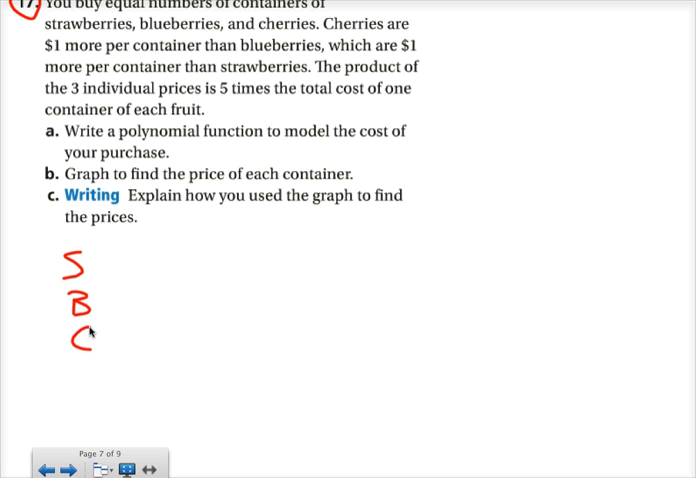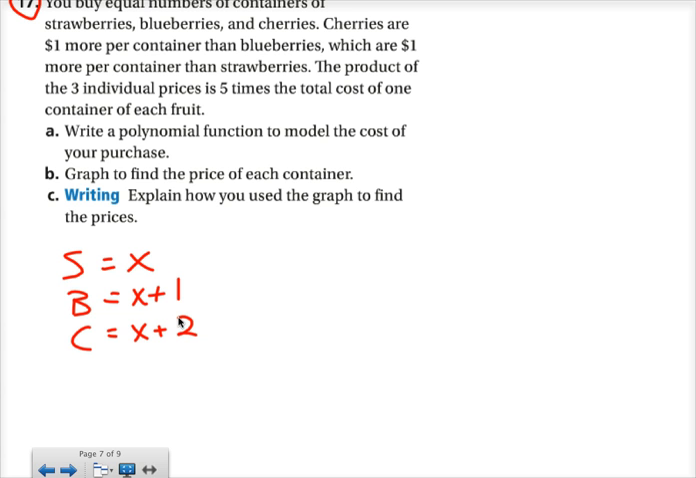Cherries are $1 more per container than blueberries, and those are $1 more per container than strawberries. So the first thing I notice here is I know nothing about the cost of the strawberries. Now I work backwards, and it says blueberries are $1 more per container, so that'll be x plus 1 than the strawberries were, and cherries are $1 more than that, so that will be x plus 2.